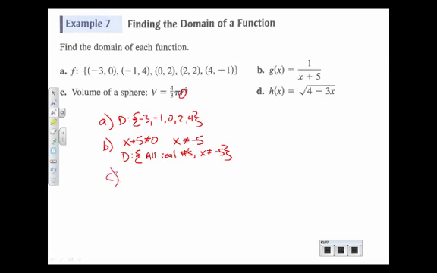So for c, apologize, it keeps doing that. C, domain, all real numbers.